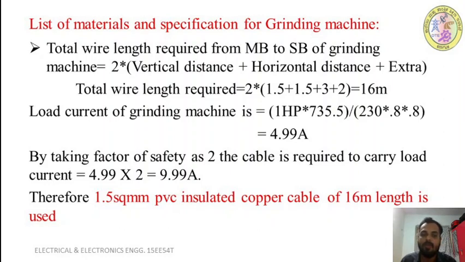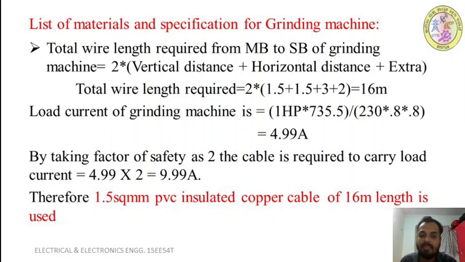Okay, so then what is the load current of the grinding machine? This is a single phase machine. We have to calculate the load current of this single phase grinding machine, which is equal to 1 HP into 735.5 divided by 230 into 0.8 into 0.8. You will get 4.99 ampere.